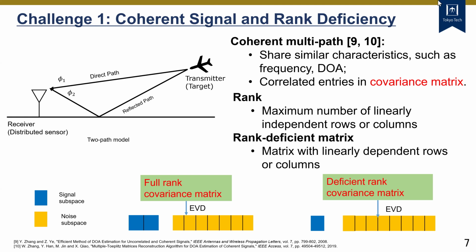So if we use this rank-deficient covariance matrix to conduct the eigenvalue decomposition, we can lose some sources compared to the full-rank covariance matrix, for example, like this. If the covariance matrix is full rank, then we can get the signal subspace and the noise subspace like this. However, if the covariance matrix has deficient rank, we can see one signal subspace fallen into the noise subspace, which means we lose some signal source.